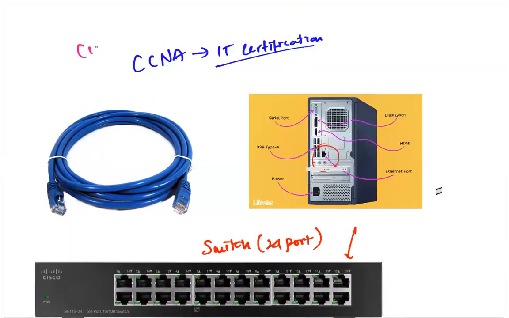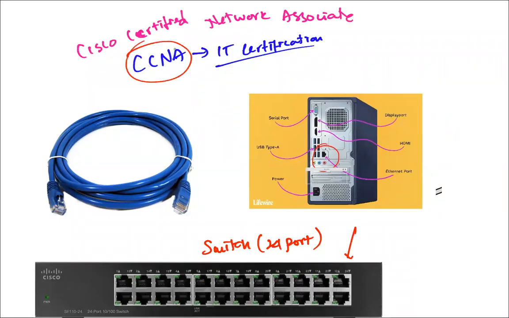CCNA stands for Cisco Certified Network Associate. It's an IT certification, an associate-level certification. You can think of it as a beginner-level certification where you will be learning most of the networking concepts. That is what we're going to focus on. CCNA is an associate-level certification, and we're going to cover the basics of CCNA.